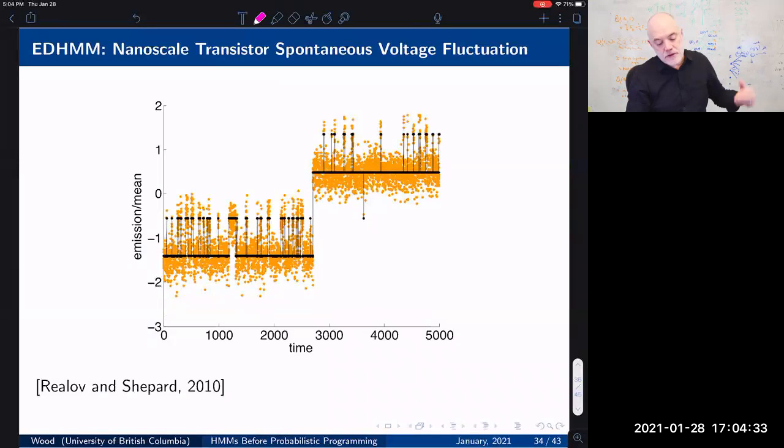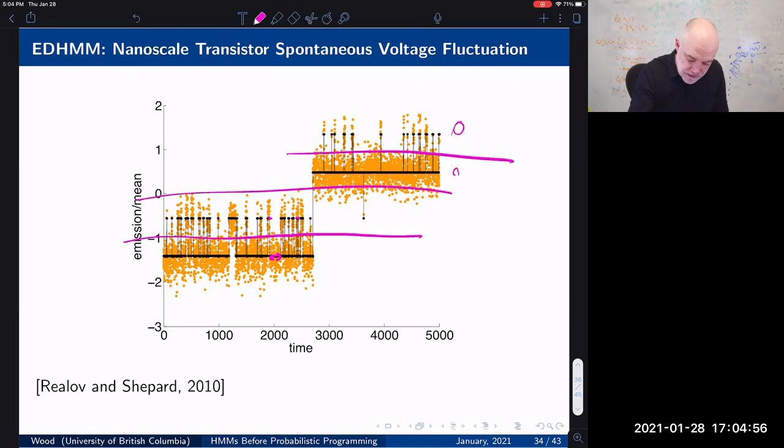dwell times. And you can apply this in a very nasty application, which is this nanoscale transistor spontaneous voltage fluctuation problem, where the scientists know what these characteristic dwell times are, right? And what they want to be able to do is automatically count when the transistor is in one of these 4 states, 0, 1, 2, 3, something like that, right? And in order to count that in this kind of data with an HMM, you have to impose incredibly strong prior knowledge in order to actually get these little wiggles not being absorbed by, for instance, the likelihood terms.